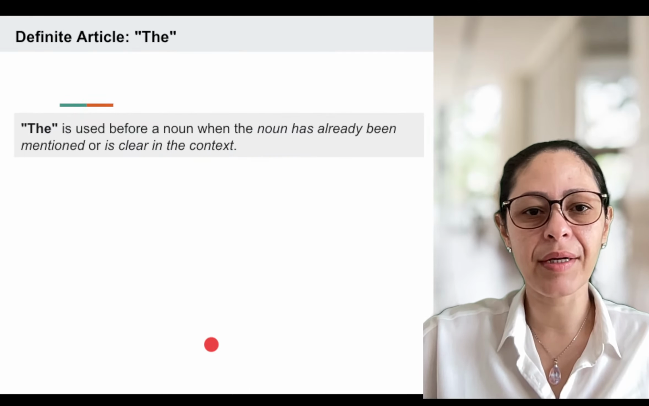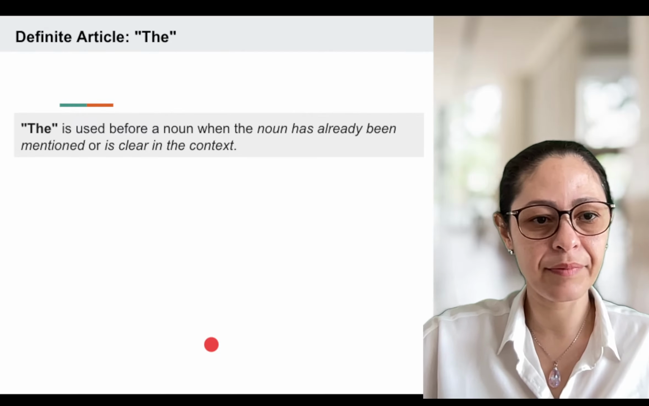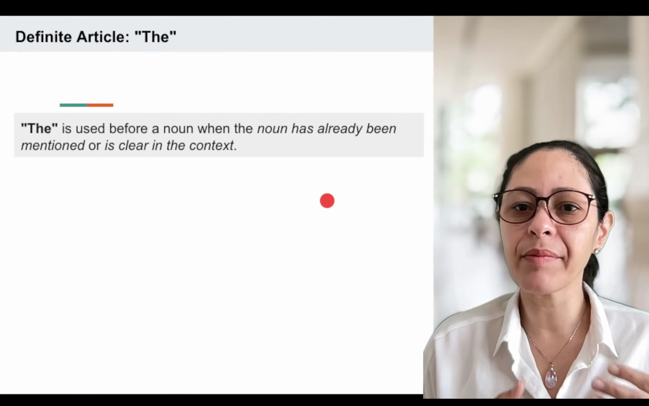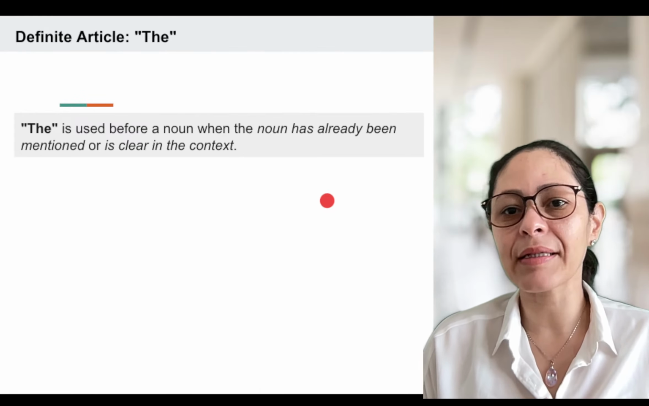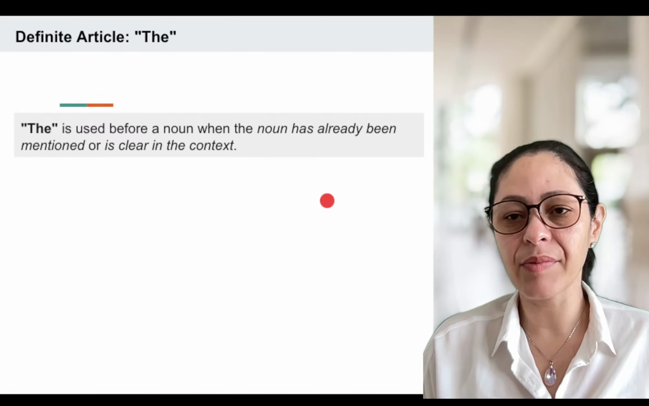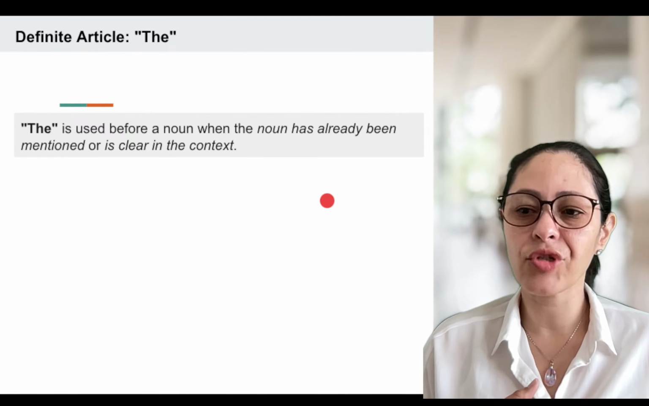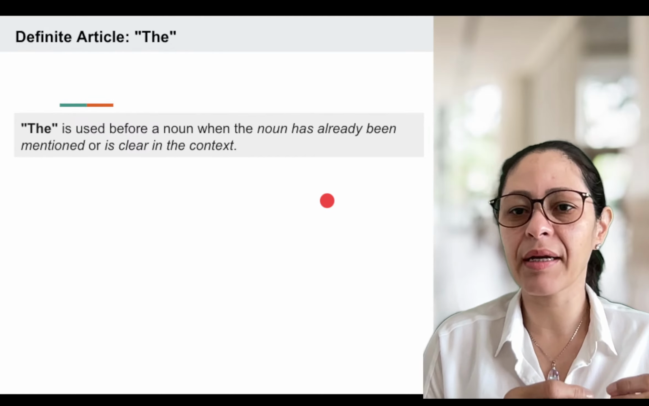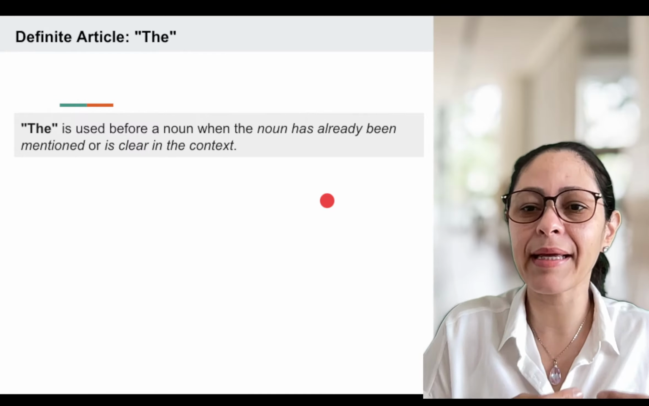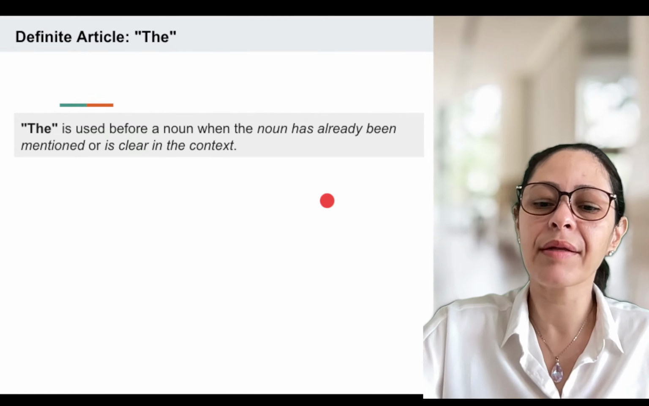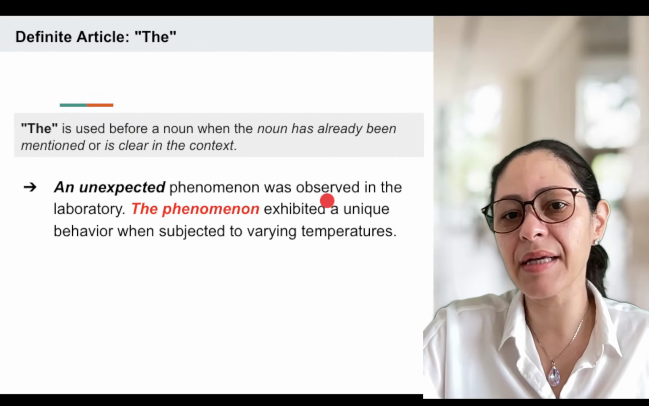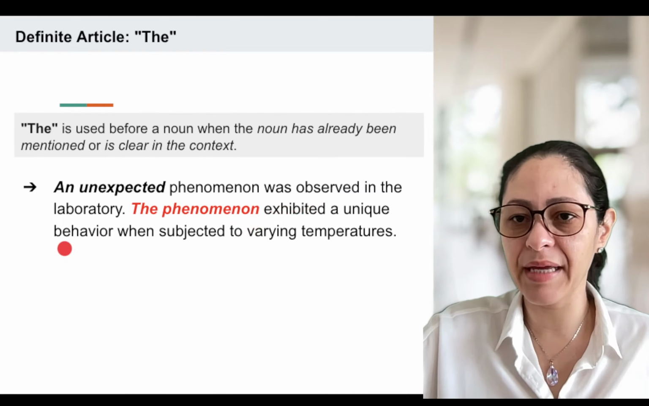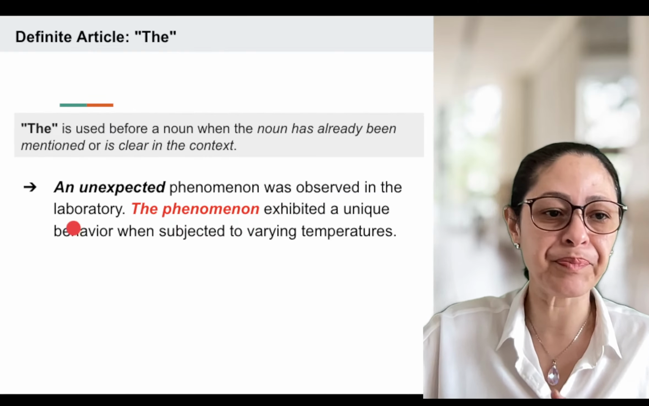We also use the before a noun when the noun has already been mentioned or is clear from the context. What does this mean? If I'm talking about something in general and I'm going to talk about this same topic again, I'm going to mention the same noun, then I will use the instead of a or an. Look at the example here. We're going to talk a little bit about the definite article, of course.